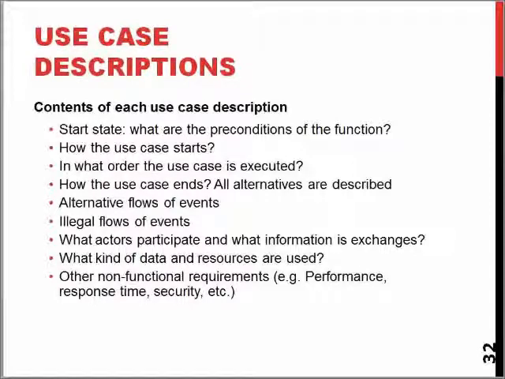Illegal flow of events, so what if I'm giving a copied credit card? What if my credit card number is on a block list? What if I'm actually trying to use a crowbar to force open the casing, or these sorts of things? Or, in a more sensible situation, if I'm using a computer and I decide to yank out the power cord, how does the system recover from a situation where it encounters an unexpected error? What actors participate? What kind of data and resources are used, and so on and so on.